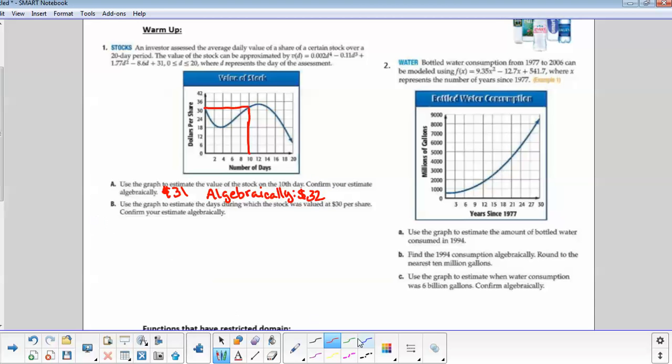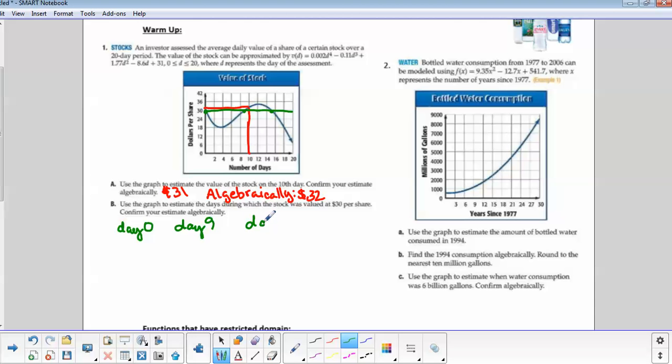All right. Use the graph to estimate the days during which the stock was valued at $30 a share. So $30 a share is just a little bit lower down here. And it looked like it happened 3 times. Right here, and right here. So we're going to do our best to estimate. That first one looks like day 0. Over here we're between 8 and 10, so I'm going to say day 9. And over here we're going to say that's about day 15.